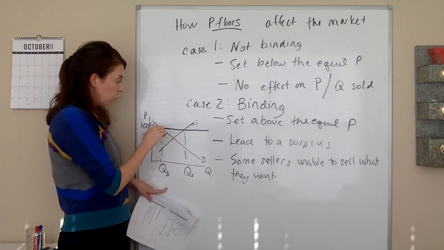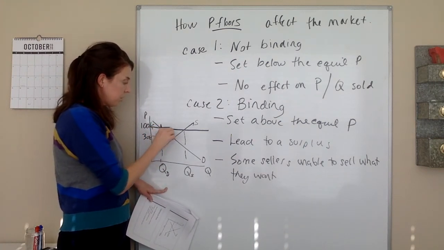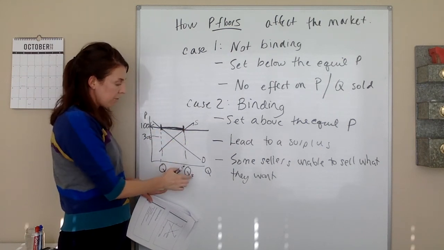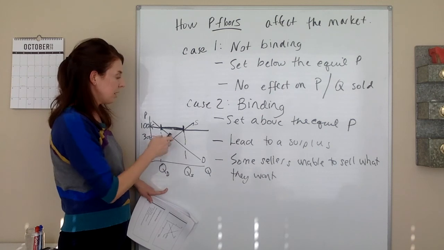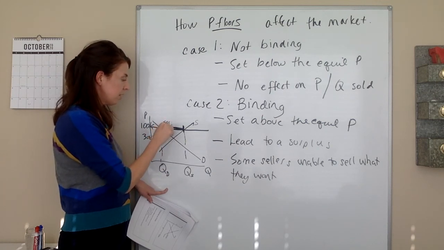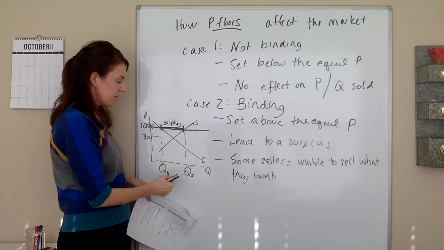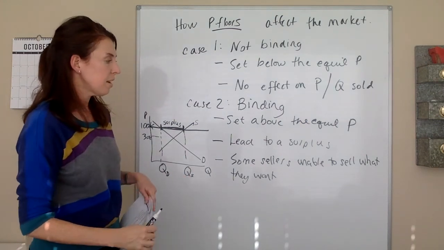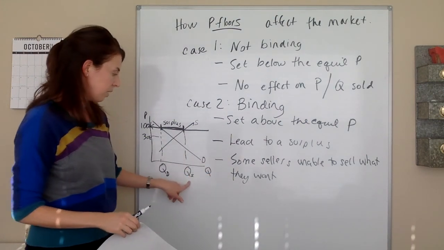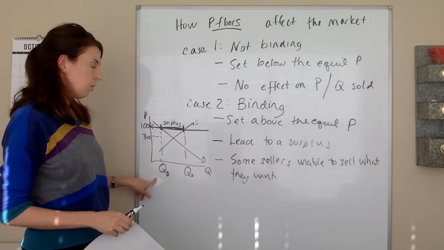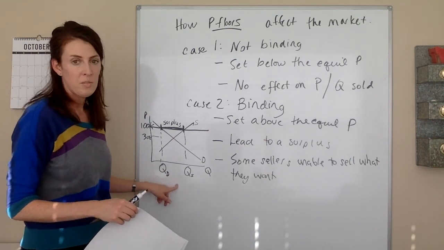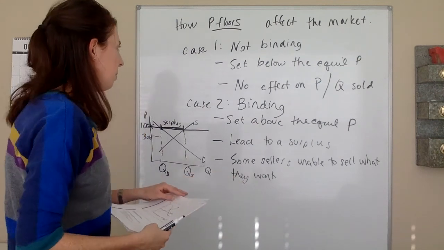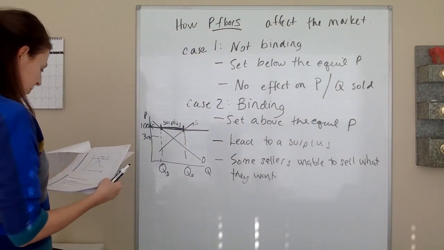So again, what we've already learned is that when there's a disparity between the quantity demanded and quantity supplied, and the quantity supplied exceeds the quantity demanded, then we have a surplus. And the amount of the surplus is just the difference between these two quantities. And so some of the sellers are unable to sell what they want because they want to sell this many. They're only able to sell this many, so they've got this many left over.